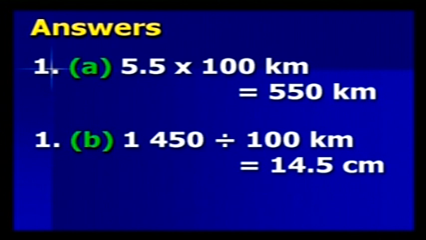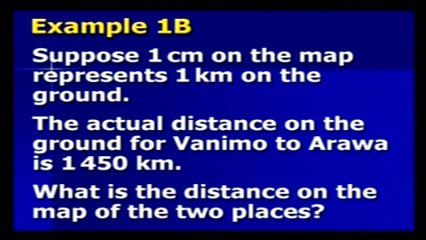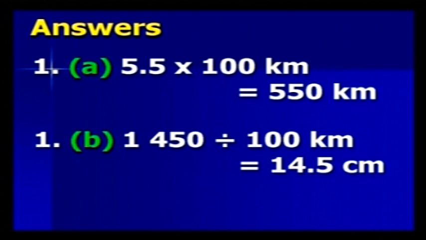The other question was, what was the actual distance of these two places? It was already given, 1,450, and now it was asking you to find the distance on your map. So we divided 1,450 by 100, which is equal to 14.5 centimeters on the map. Are we clear, 7As and receiving students?